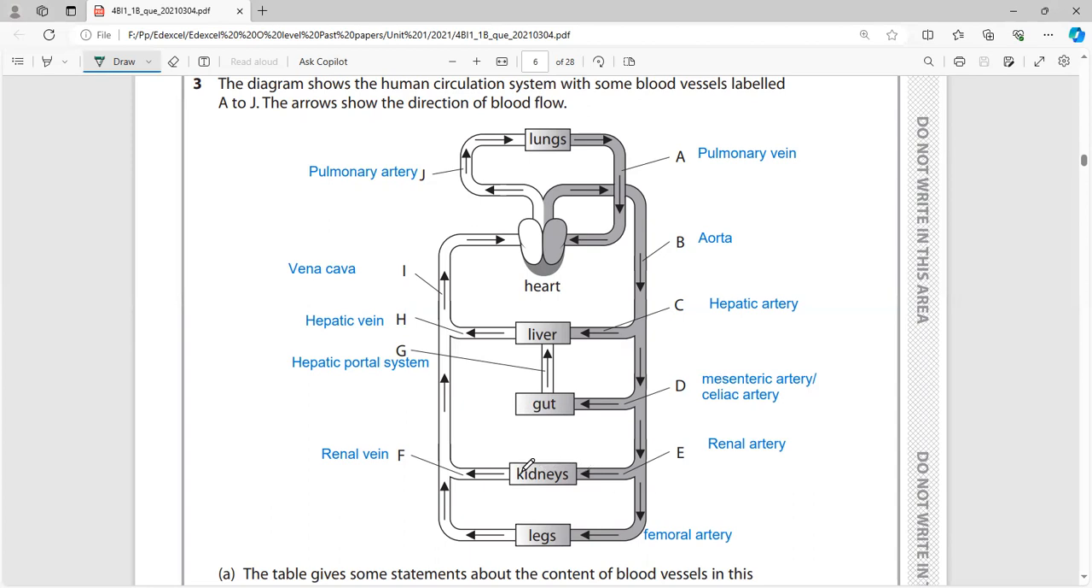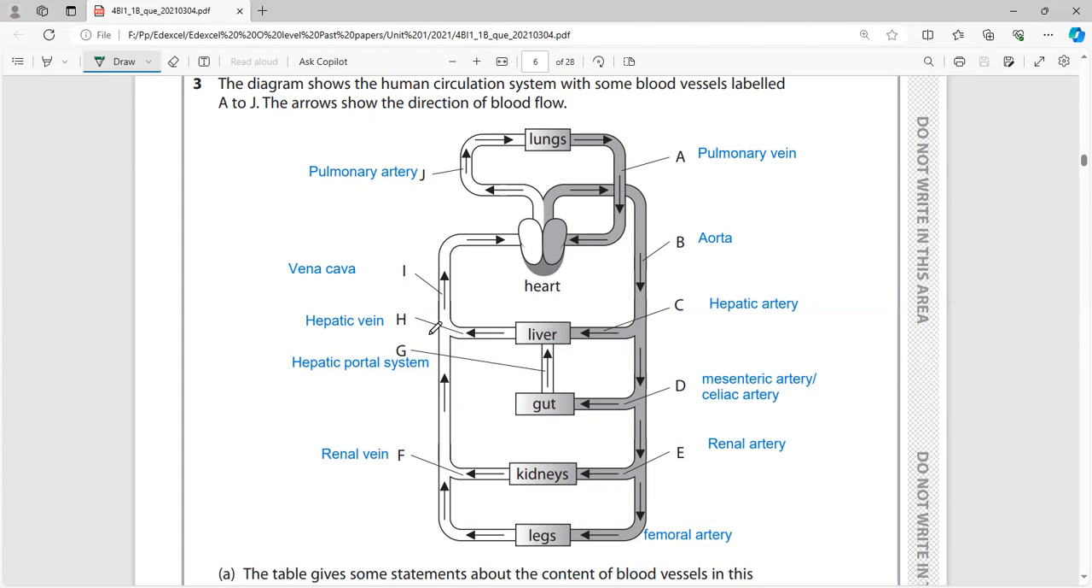So that's the vein which is going away, that is the renal vein. The blood which absorbs the food will move to the liver, and this contains the hepatic portal system. It's making the hepatic portal vein system, and this system transfers the absorbed food from the digestive system to the liver. And from the liver, it's moving away as the hepatic vein.